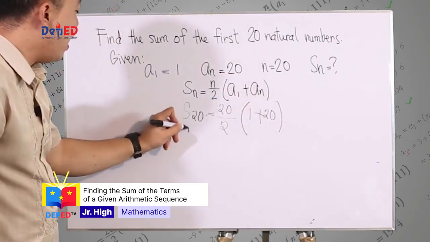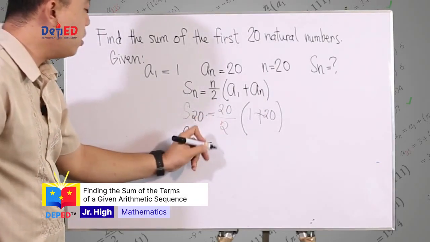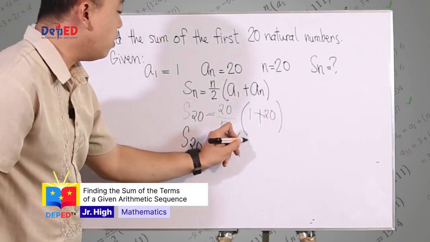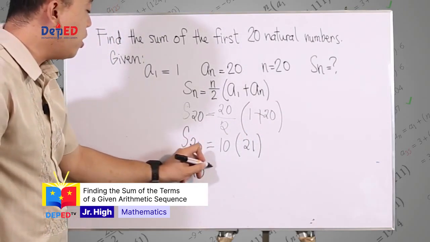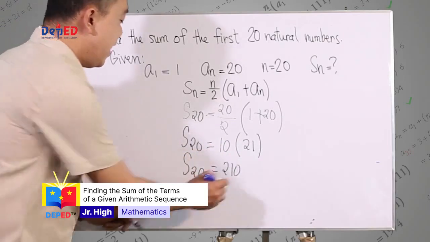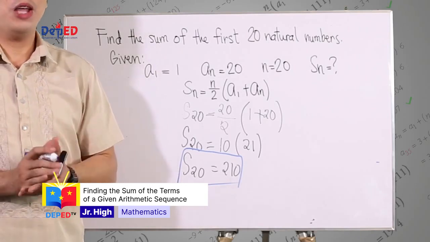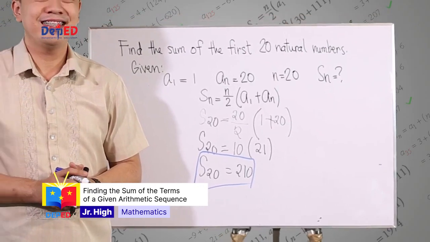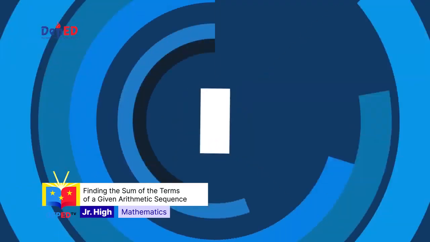Next, we will have s sub 20 is equal to 20 divided by 2 will give us 10, and 1 plus 20 will give us 21. Our s sub 20 will be the product of 10 and 21. We will get 210. Therefore, the sum of the first 20 natural numbers is 210. Now, let's go to the next example.